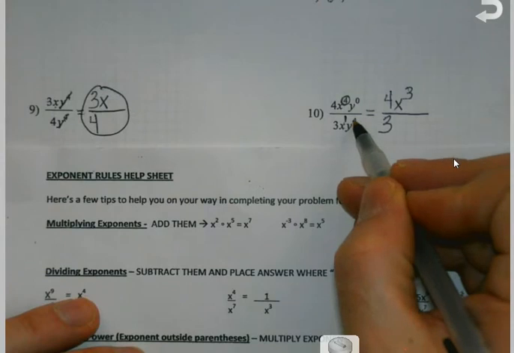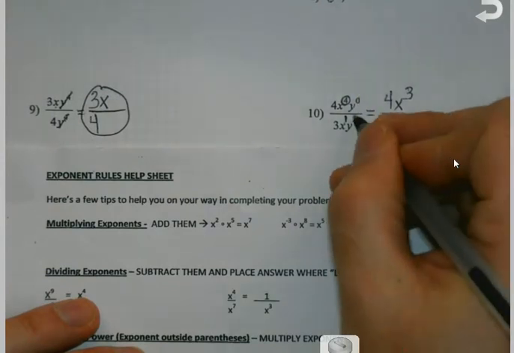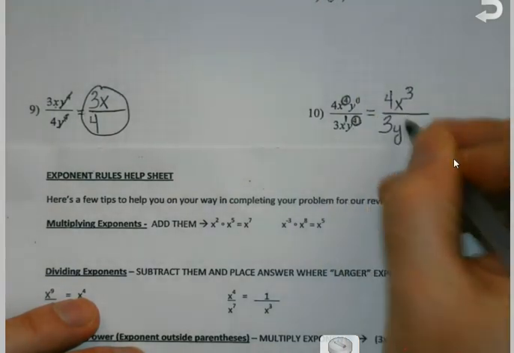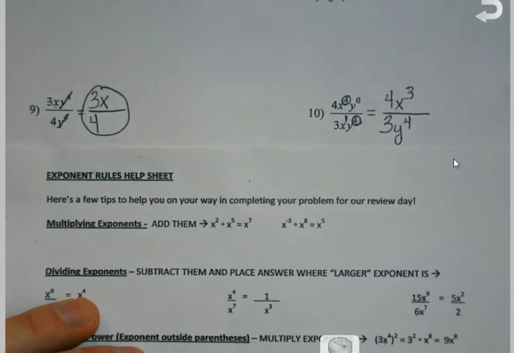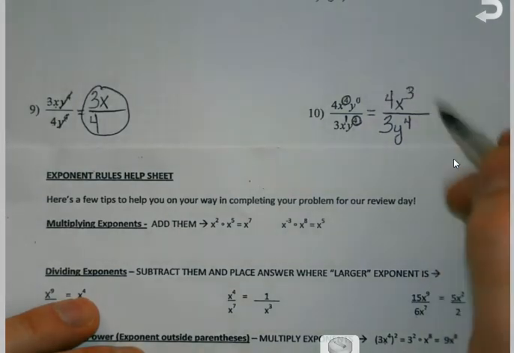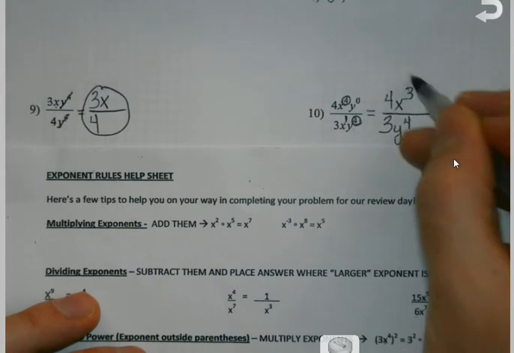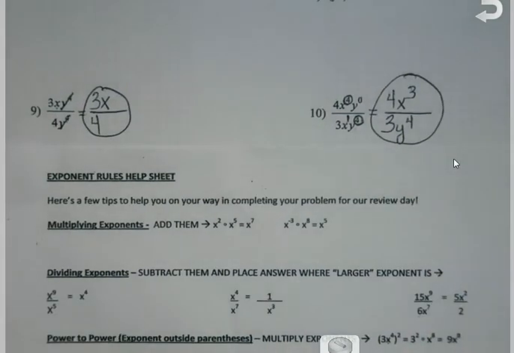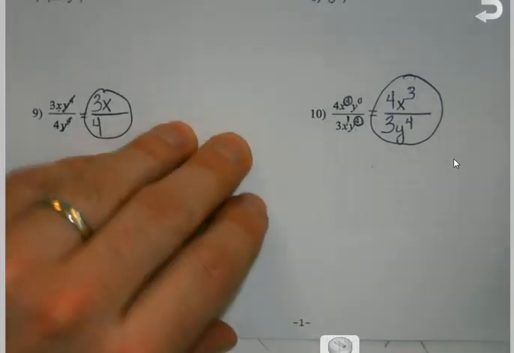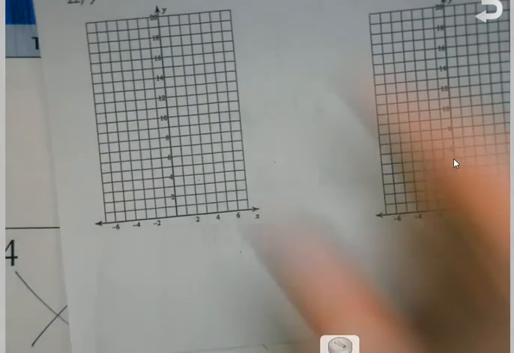For the y's, I have 4 minus 0, which is 4. But the bigger exponent's down below in the denominator, so that's where my y to the fourth ends up. I can't do anything else because these aren't the same variable, so I can't subtract again. They'd have to have the same base to be able to do that. So again, division: subtract the exponents, bigger minus smaller, and put the answer where the bigger one is. Let's see what else we got here.